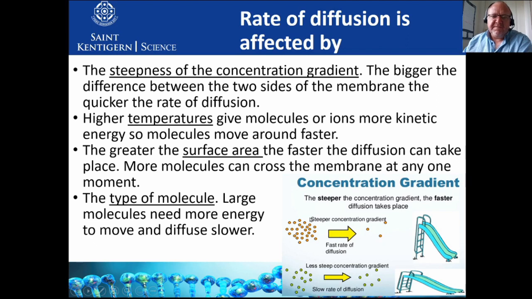In other words, if you have a very high concentration versus a very low concentration on the other side of your selectively permeable membrane, it will be a much faster rate than if you have a little bit more versus a little bit less. Okay, and that's a slow rate of diffusion, or a less steep concentration gradient. You can think of it as a slide.